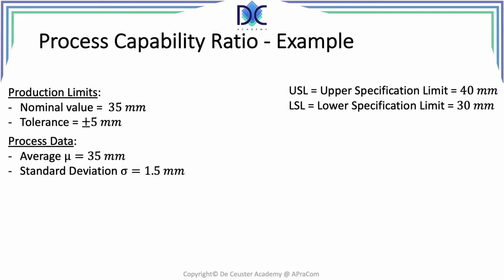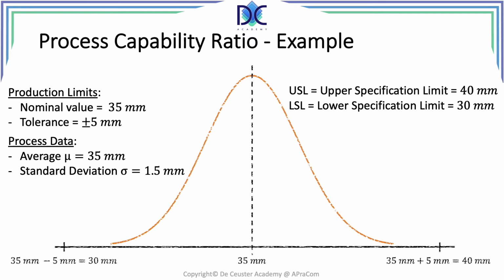When we look at the upper specification limit, which is 35 plus 5, we have 40 millimeters. The lower specification limit is 35 minus 5, which is in fact 30 millimeters. And when we look at the graph, we see a centered graph around 35 millimeters, and we see the lower and upper specification limits.